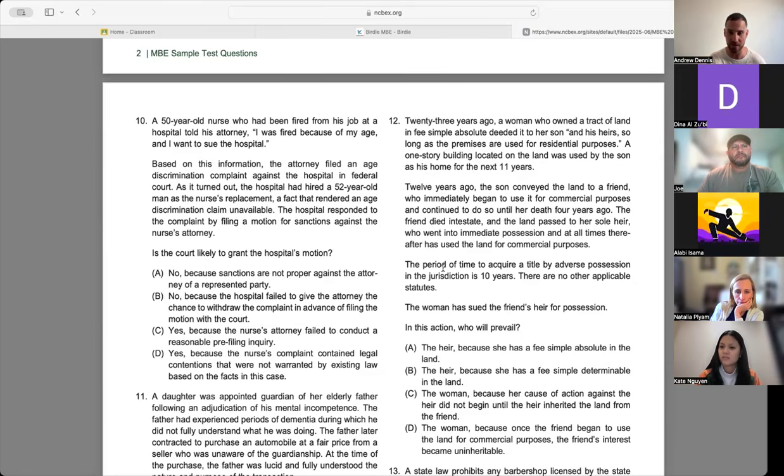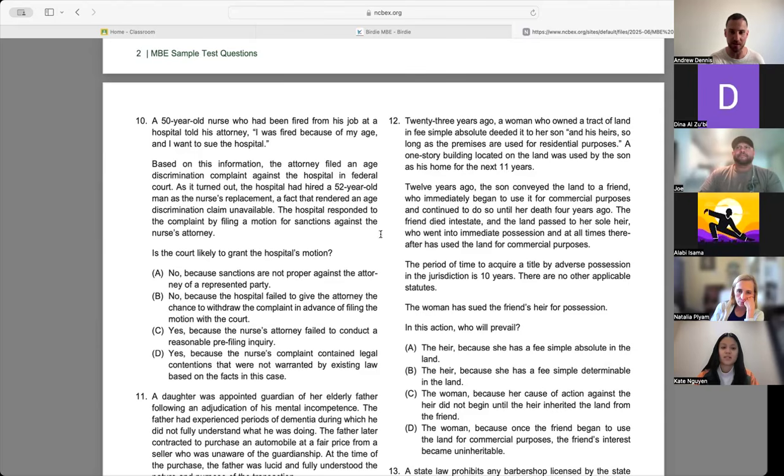So the heir, because she has a fee simple absolute in the land. I like that answer. The heir, because she has a fee simple determinable in the land. The woman, because her cause of action against the heir did not begin until the heir inherited the land from the friend. The woman, because once the friend began to use the land for commercial purposes, the friend's interest became uninheritable.